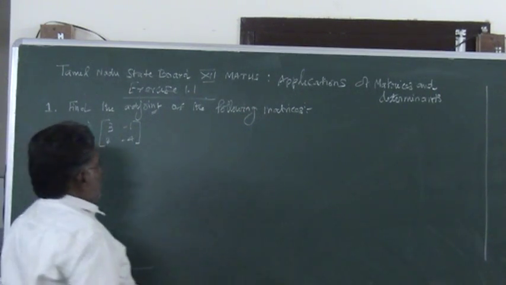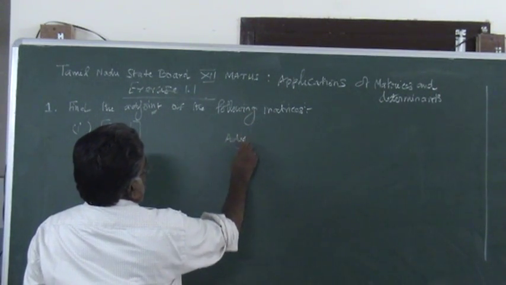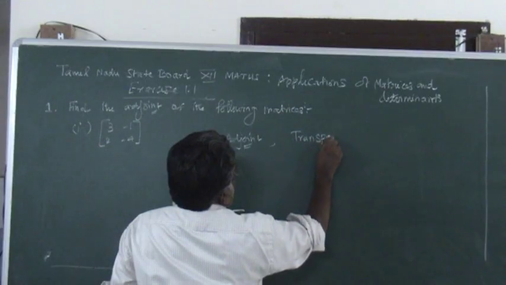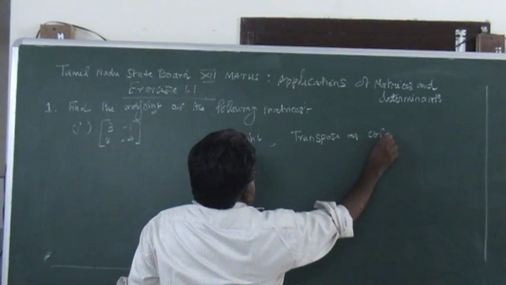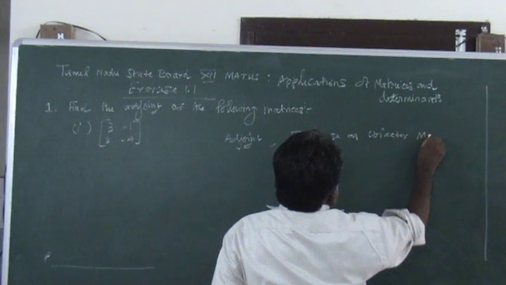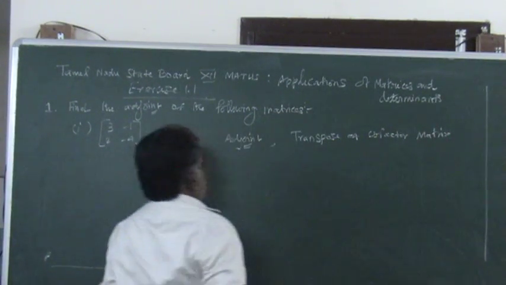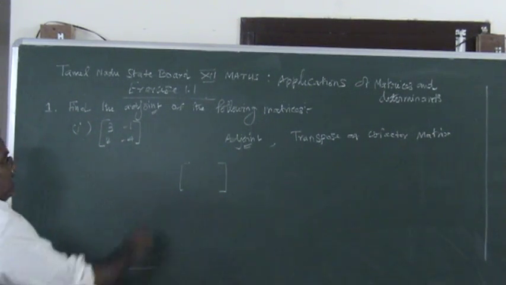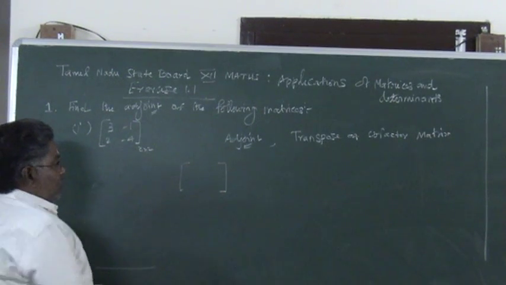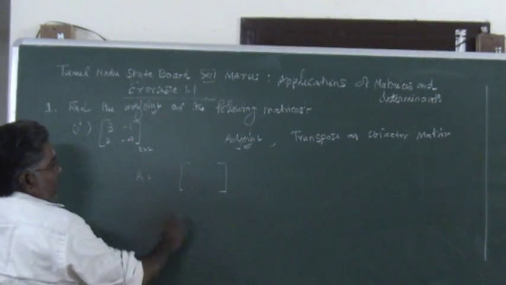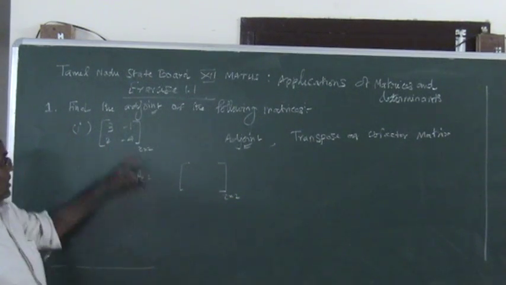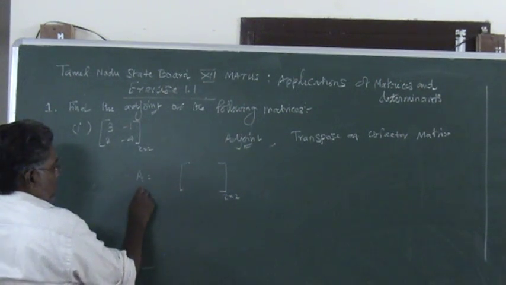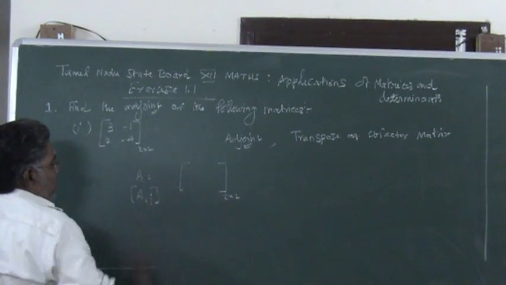Okay. So adjoint means what? Adjoint of a matrix. Adjoint means transpose of cofactor matrix. Suppose if this is the cofactor matrix, the given matrix is of the order 2 cross 2. Therefore, the cofactor matrix will also be of the order 2 cross 2. This has got 4 elements. Cofactor matrix will also have 4 elements. Cofactor matrix, either you can write like that or you can write like this.